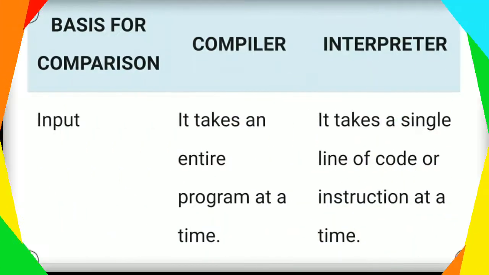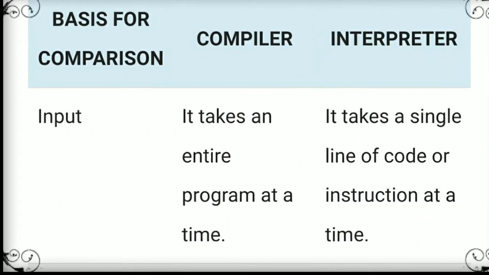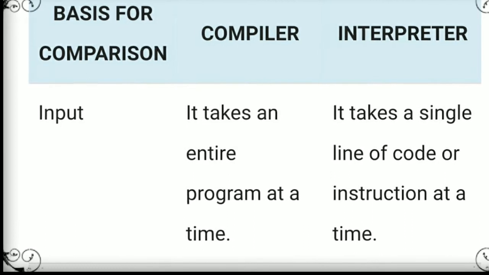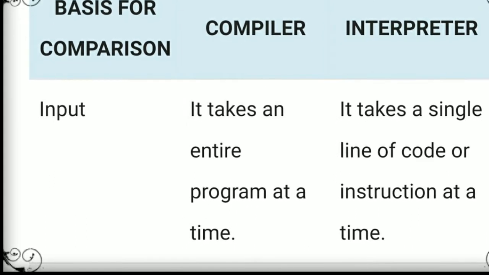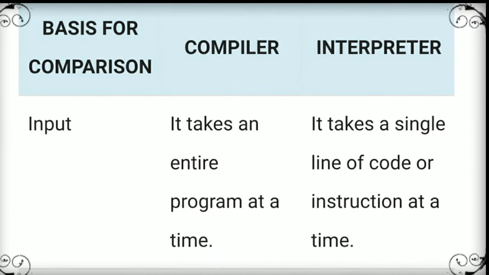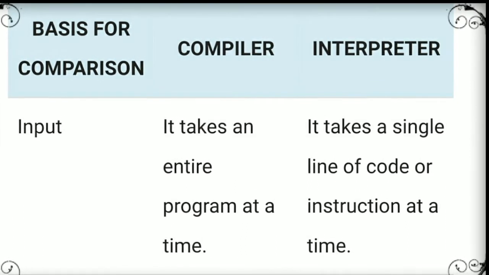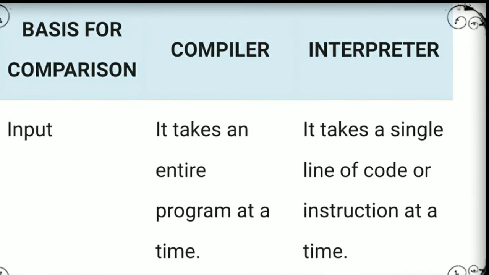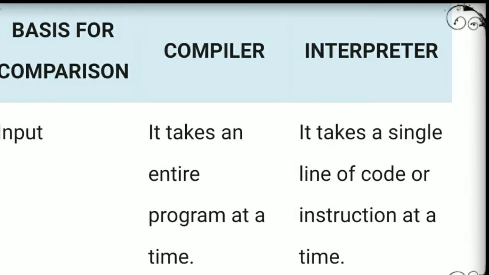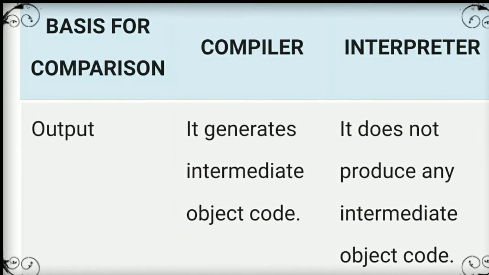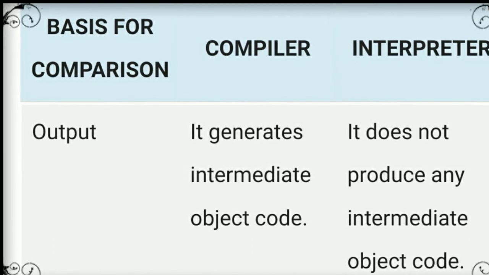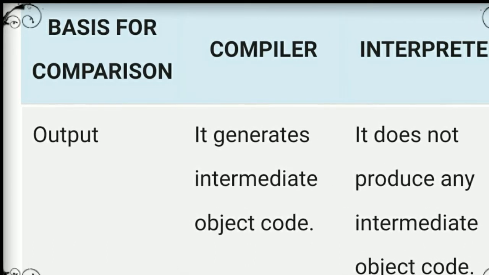For a clear explanation of the differences, I'll share a picture and explain the differences between the compiler and the interpreter. So stay tuned. So here, coming back, the input: the compiler takes an entire program at a single time, whereas an interpreter takes a single line of code or instruction at a time. Taking an entire program at a single time is the compiler, and taking a single line of code for execution at a single time is an interpreter. Output: the compiler generates intermediate object code, whereas the interpreter does not produce any intermediate object code.